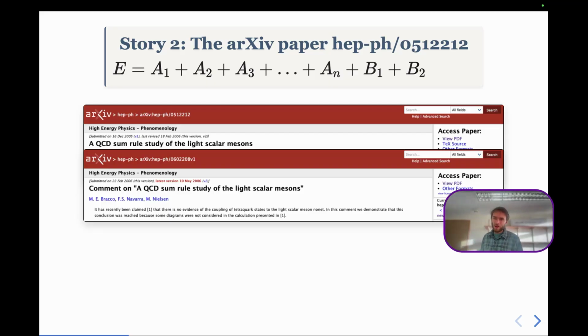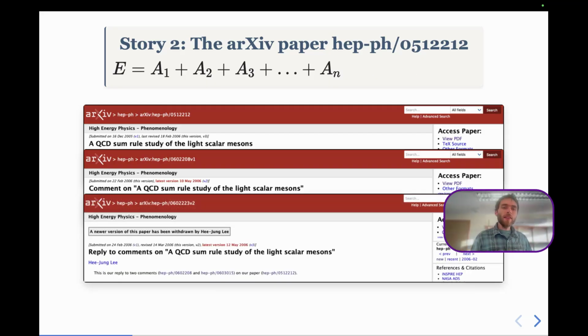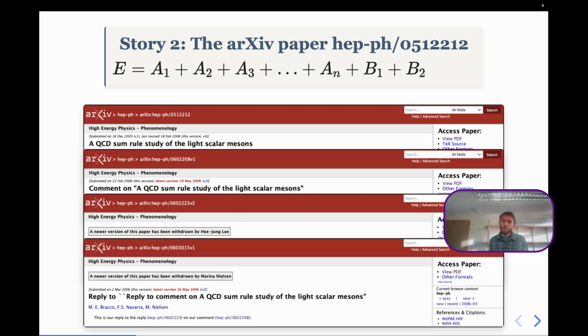Shortly after this comment appeared on the arXiv, another paper appeared. A reply to the comments on a QCD summary study of light scalar mesons by the original author of the first paper, saying, no, those terms shouldn't be there. The comment has made a mistake. The original paper was correct. You can probably guess where this has gone, because shortly after this reply to the comments appeared, another paper appeared. A reply to the comments on the QCD summary study of light scalar mesons by the authors of the original comment saying those terms should be there.